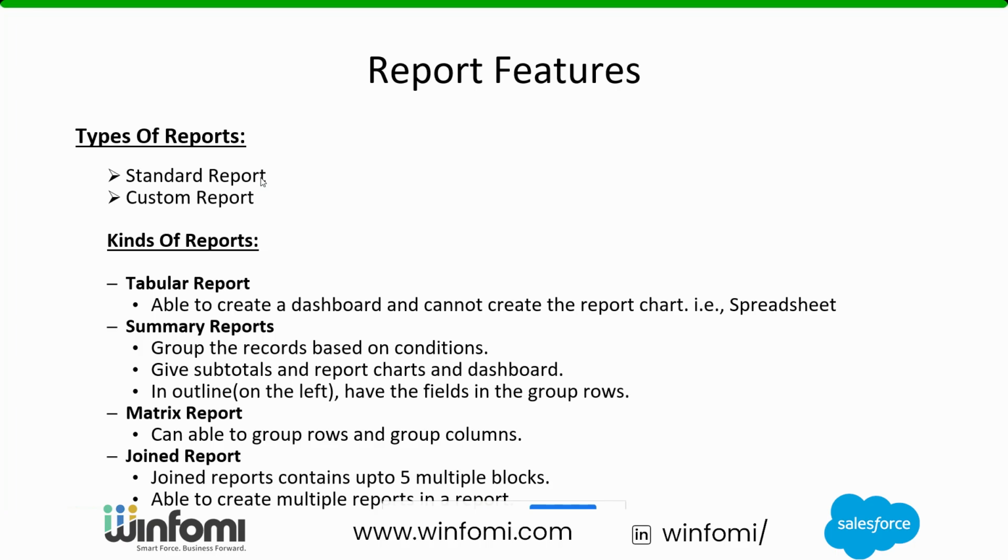Then what is meant by matrix report? Matrix report is nothing but, in summary report we group them by rows, but in matrix report we group them by rows as well as by columns. What is meant by joint report? Joint report is nothing but the combination of several reports. It can either be a tabular report, summary report, matrix report, or all together. But we can only have 5 blocks of reports in the joint report.